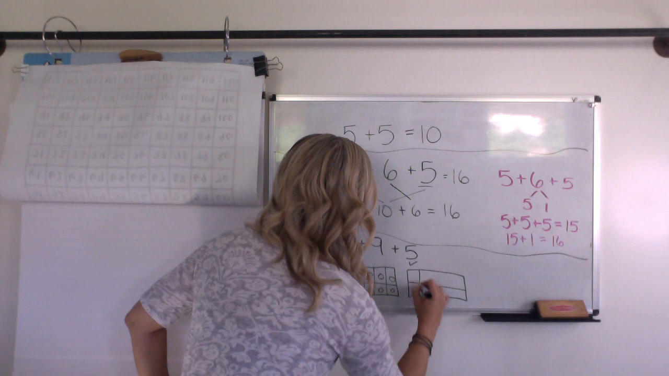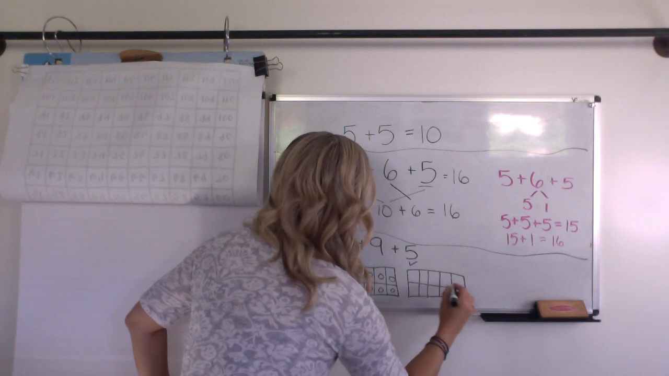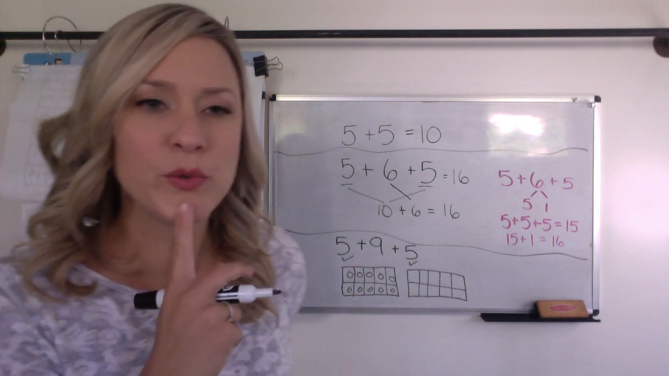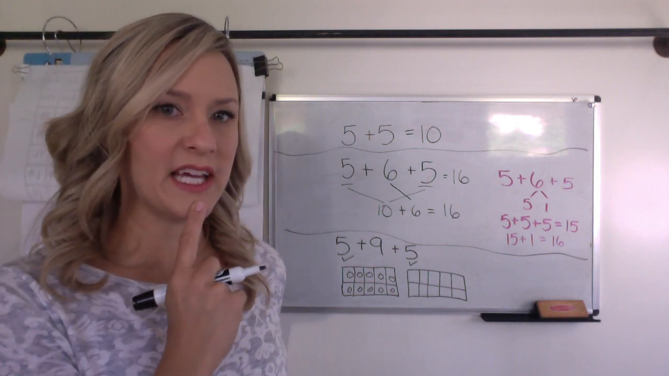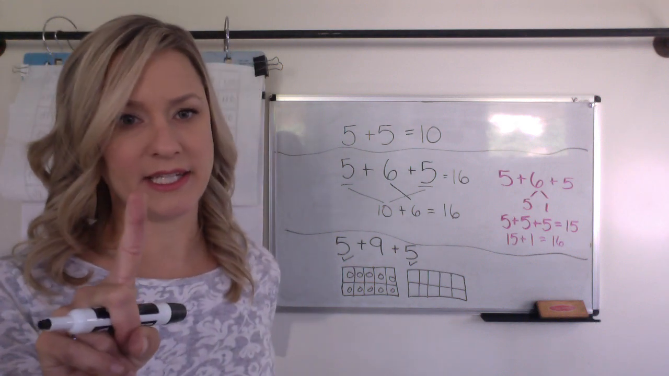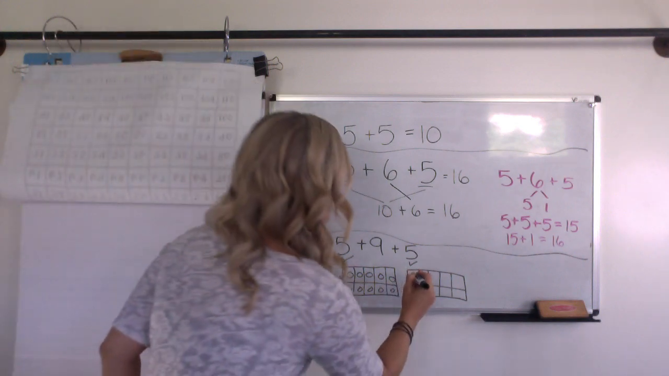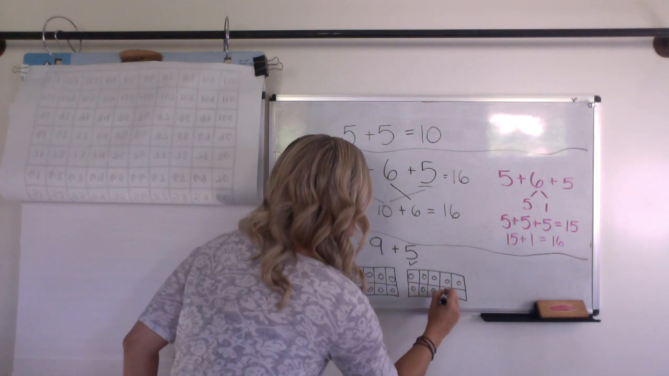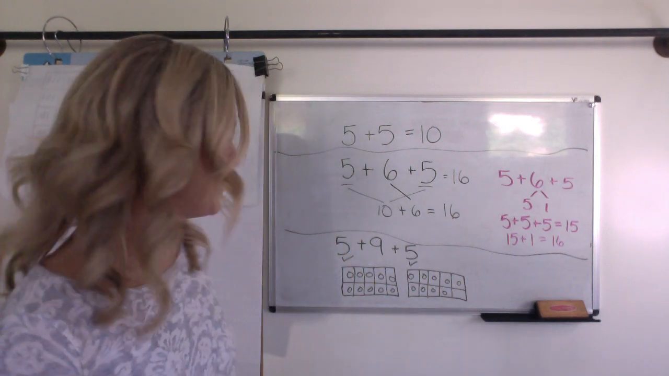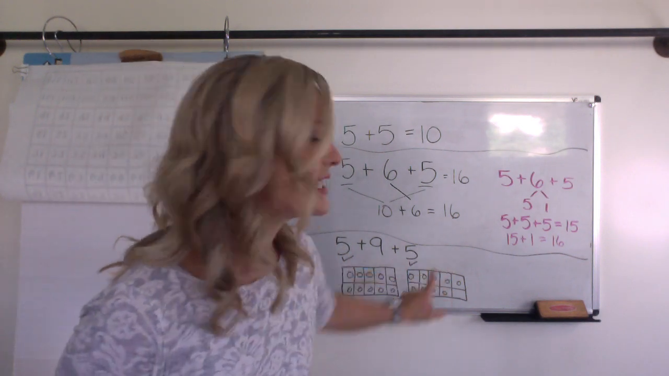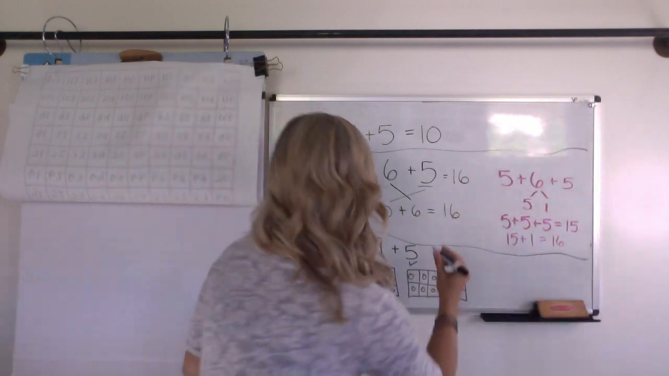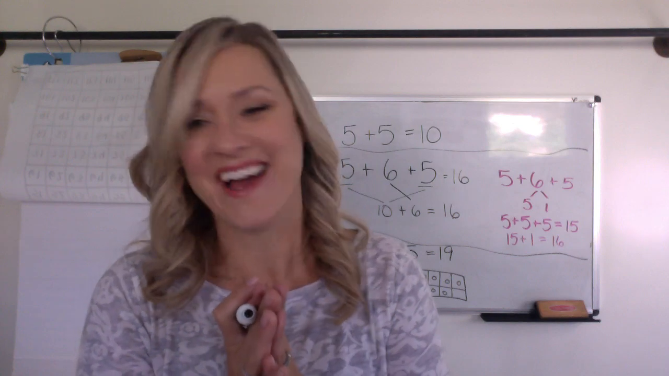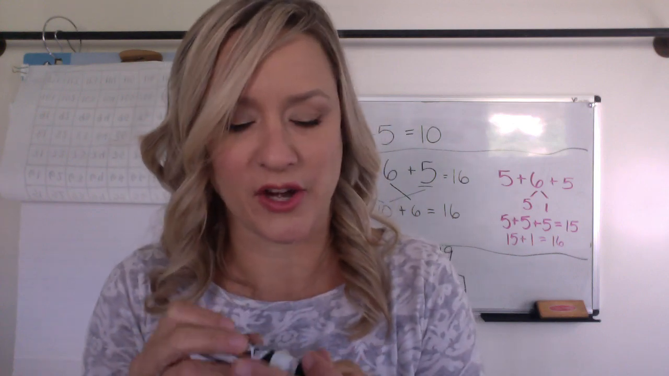So maybe you drew another 10 frame. 1, 2, 3, 4, 5, yep. And then maybe you were like, ooh, I could fill in the whole 10 frame except for 1, because 9 is just 1 less than 10. So maybe you just did that. And then you counted them up and you got 10 plus 9 is 19. Ooh, maybe you did that. I don't know, kids. I just really want to hear your strategies.